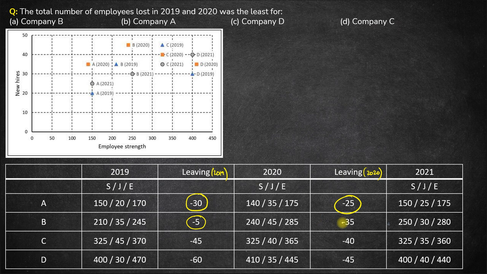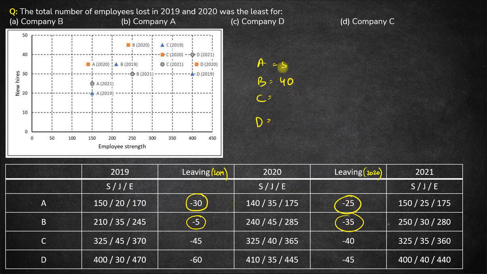Same we can do for B. So for A, B, C and D. For B, there were 210 employees at the starting and 35 joined. So there must have been 245 employees at the end of 19. And if no one left, there should have been 245 employees at the beginning of 2020. But there are only 240. So what this means is that 5 employees left in 2019 for B. Similarly, 35 left in 2020. So company B, total 40 employees left, including both the years.